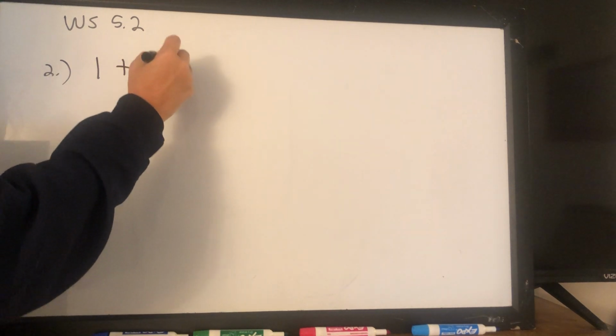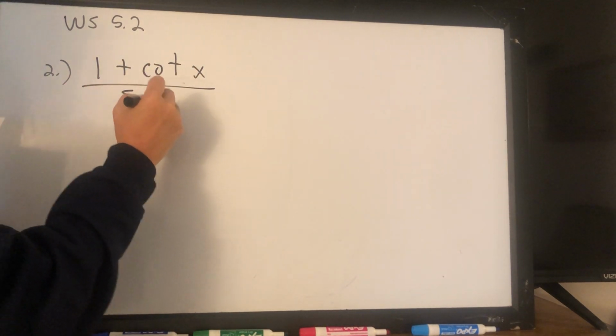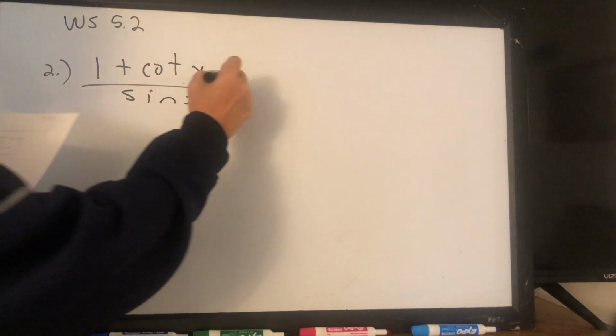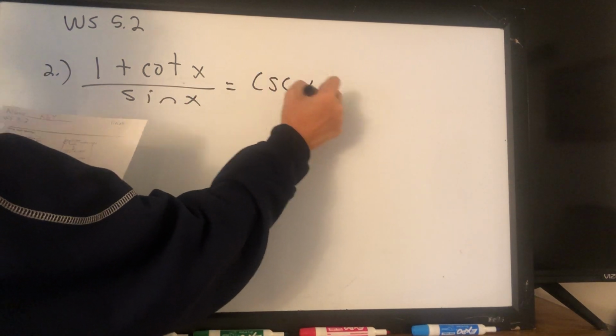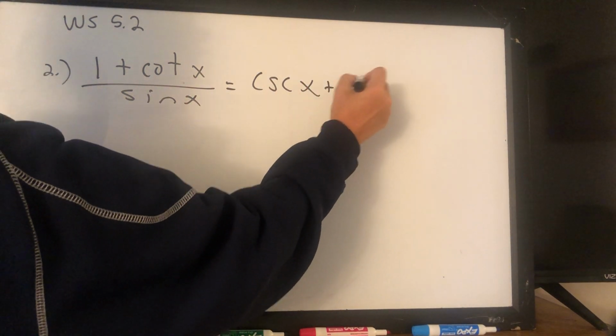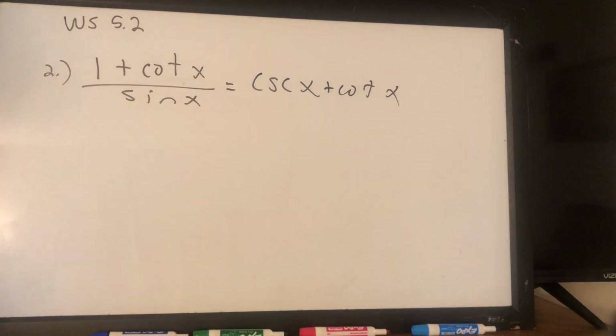So we've got 1 plus cotangent x over sine x. Now, I'm going to write the other side for this. Guys, I get it. Sometimes it's hard to tell what to do next, okay? But if you look at this, notice the left side has a fraction, the right side doesn't. So we don't want this fraction.